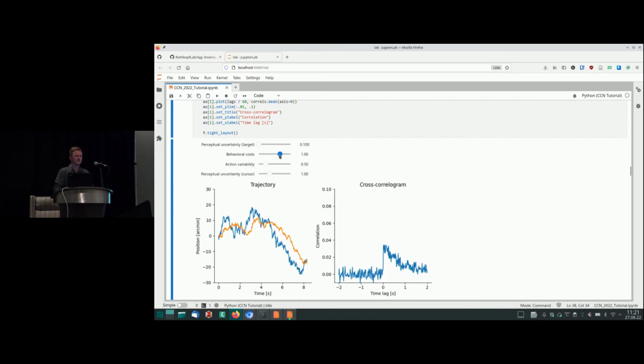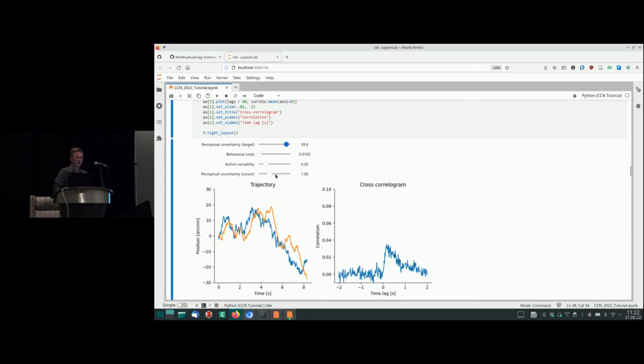They don't really have the same effect. So if you have a low perceptual uncertainty and you change the behavioral costs, this doesn't really change anything about the lag. It just decreases the correlation. But if you leave the cost low and change the perceptual uncertainty, you get an increased lag. So there are non-trivial interactions between these parameters, even though we have this very simple linear model for the dynamics and the observation function. But in terms of the parameter space, you get highly non-linear and non-trivial interactions.